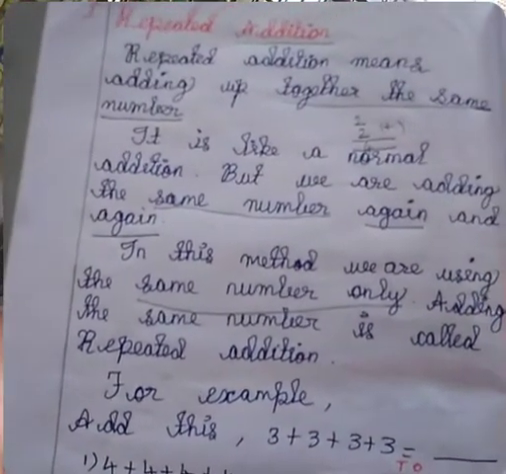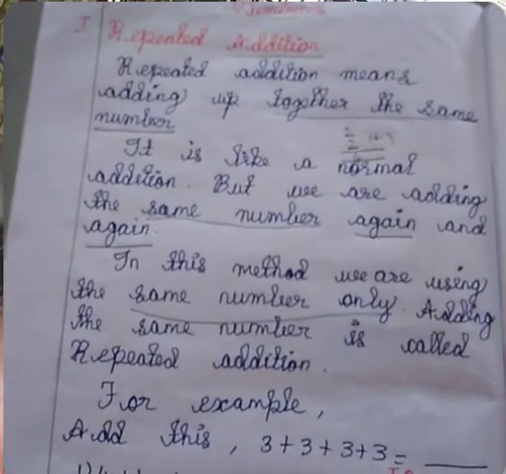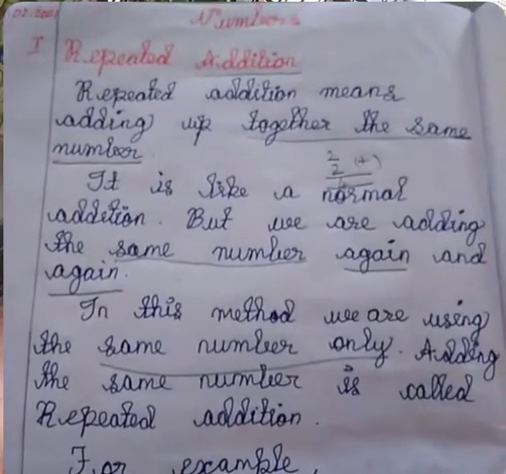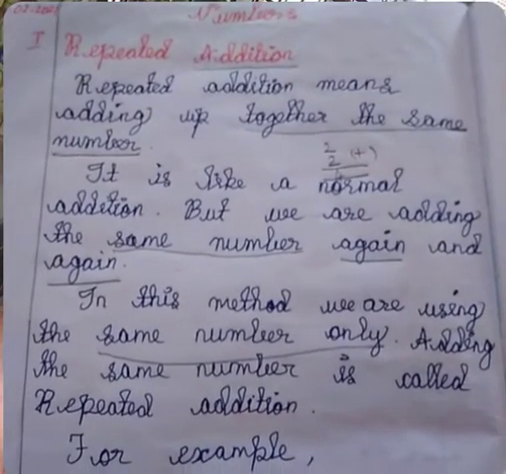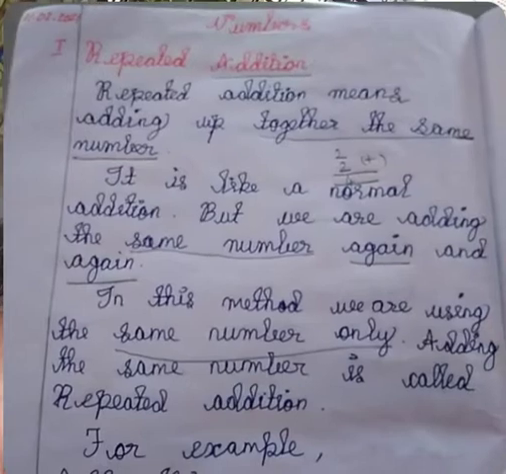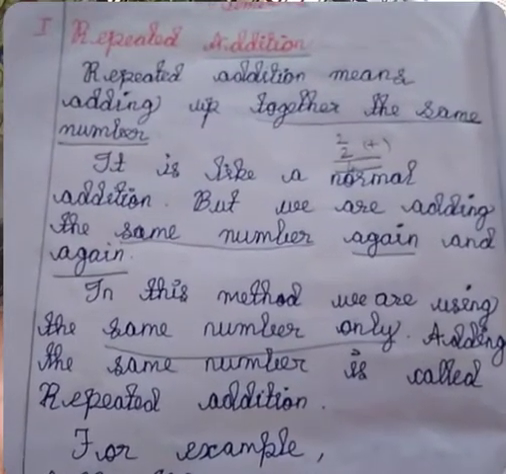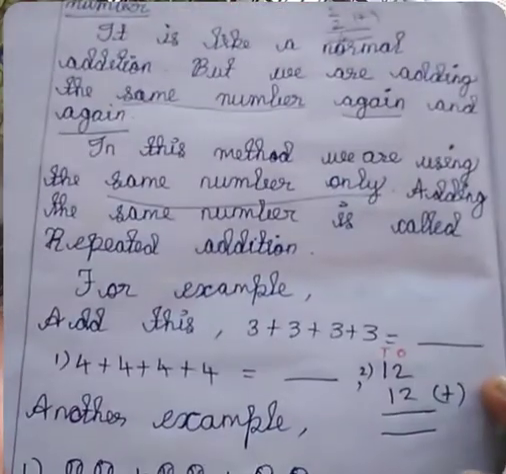I am telling you again, please remember that repeated addition means the same number will come again and again, and we are going to add the same number. That is called repeated addition. See some examples, you will understand clearly.